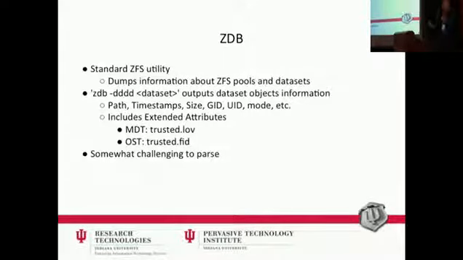This object information, if you dump this on an MDT, or on anything, but particularly important in this case for an MDT, will give you path, timestamps, size, GID, et cetera. Also, importantly, from a Lustre perspective, it includes extended attributes. On the MDT, it includes trusted.lov. On the OST, it includes trusted.fid, which are the two key extended attributes we needed to start to piece things together.